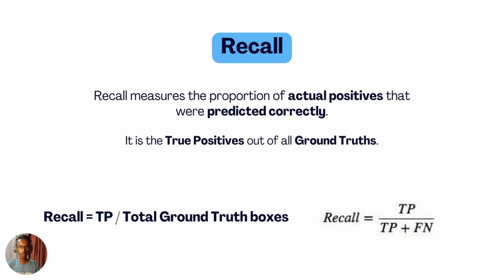And recall measures the proportion of the actual positives that were predicted correctly. It's the ratio between the true positives and the total number of ground truth boxes in our detection model. Recall is defined as the ratio between true positive and the sum of true positive and false negative. But in this case, in the denominator, we just replace the term by counting the number of total ground truth boxes.